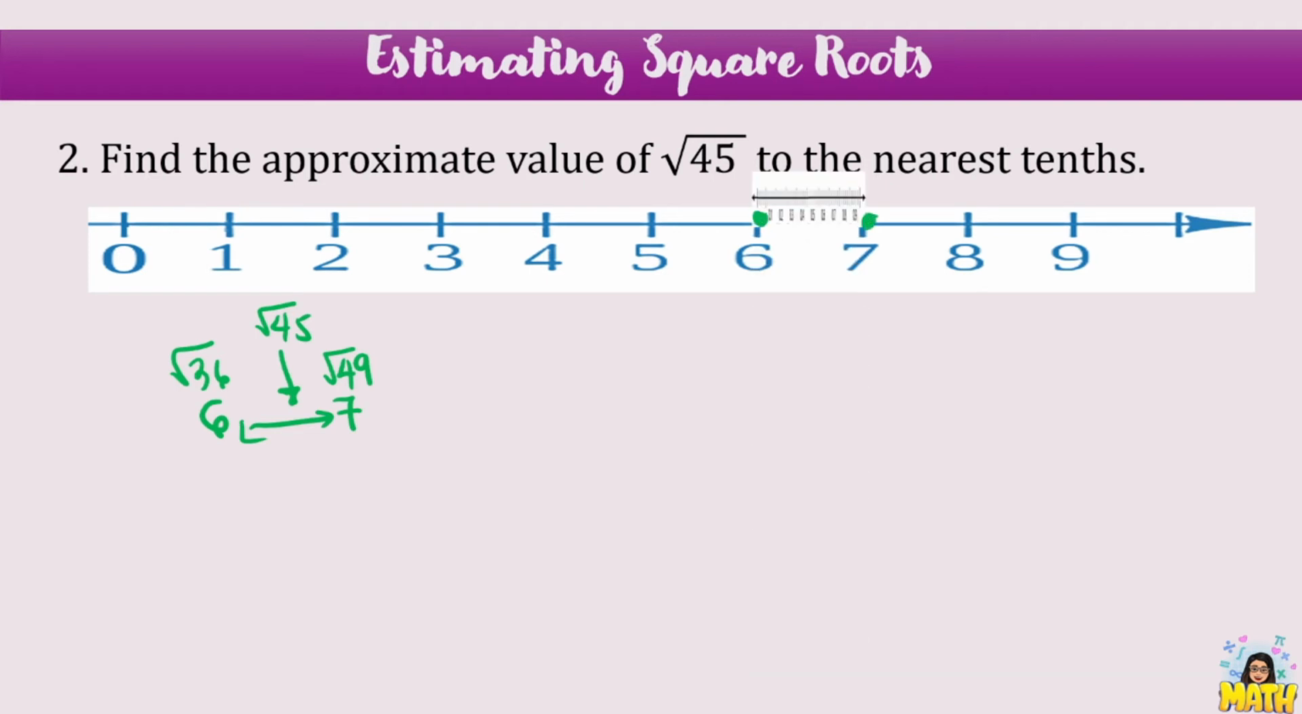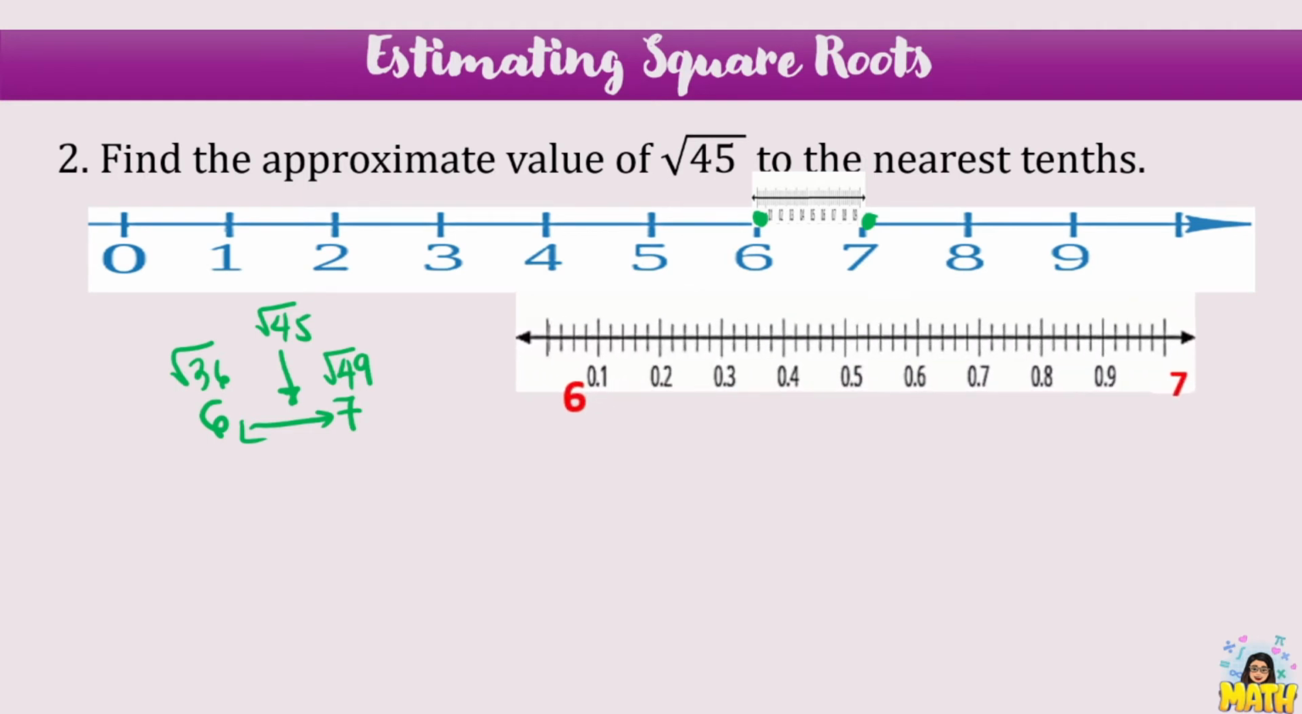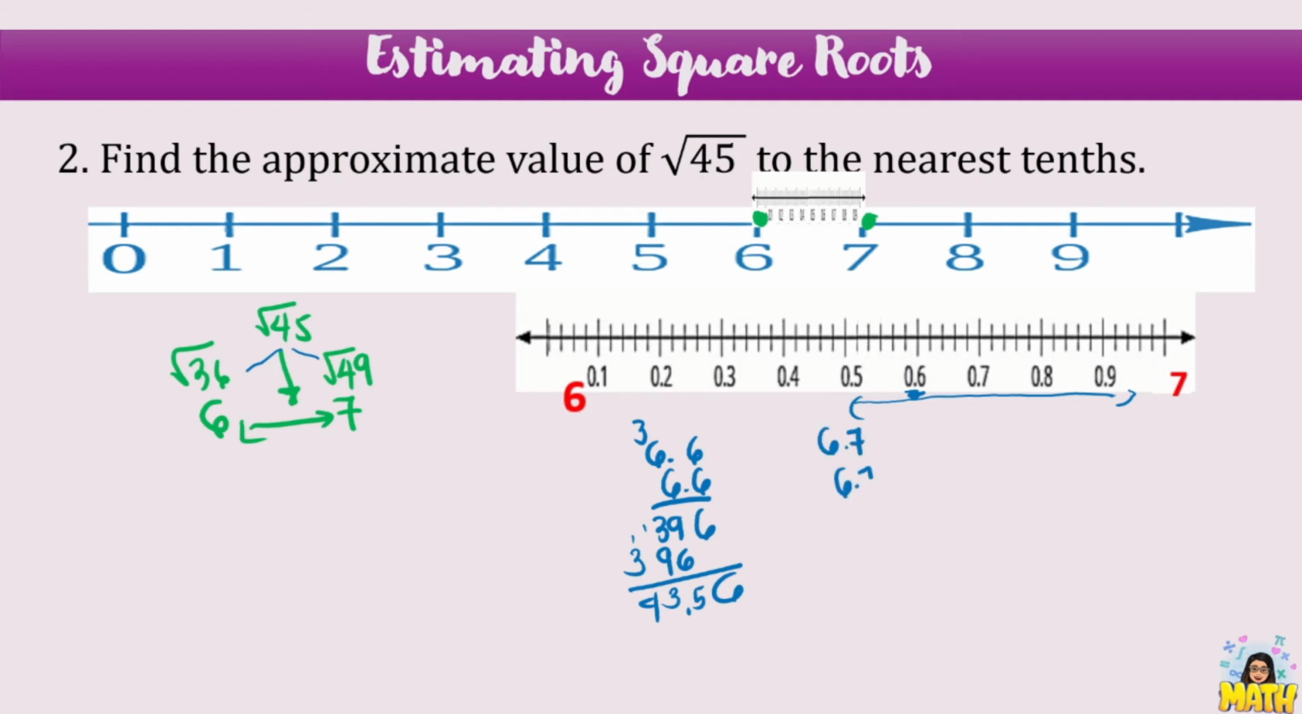Isip ulit tayo ng mga decimal numbers that are in between 6 and 7. Dito, there's no easy way but to do trial and error. Pero one technique siguro is to look saan ba siya mas malapit, sa 49 ba or sa 36. So somehow malapit siya sa 49, which means dito siya banda. Okay? So let's try to use 6.6. So 6.6 times itself, we have 43.56. Let's try the next, 6.7.